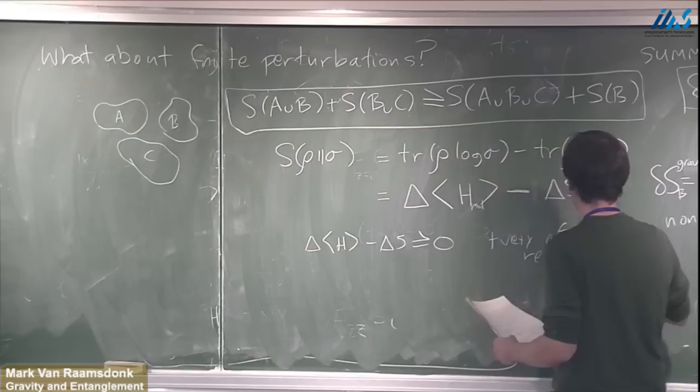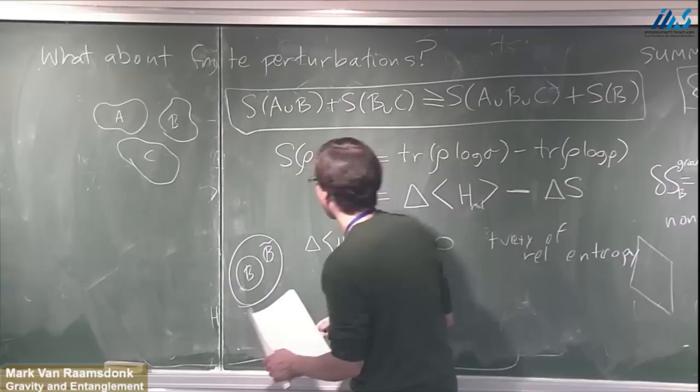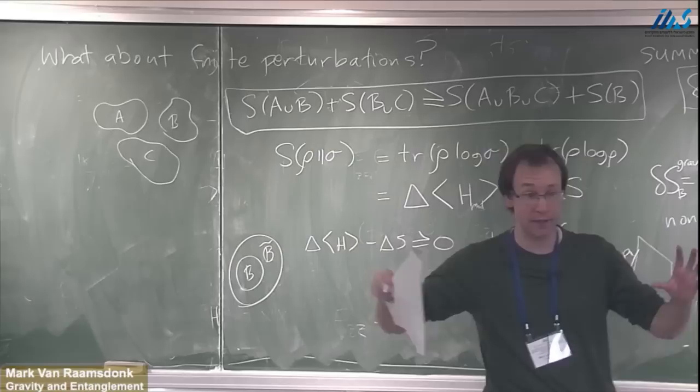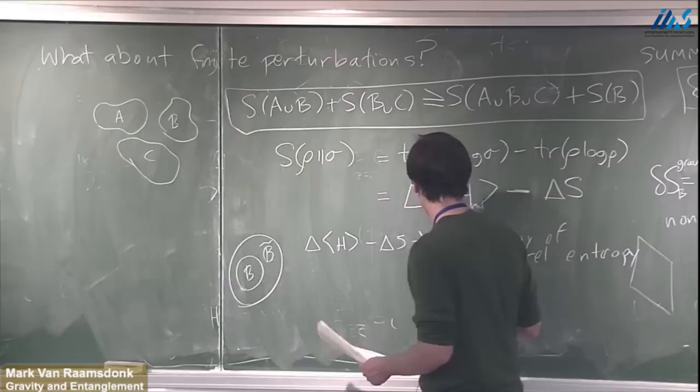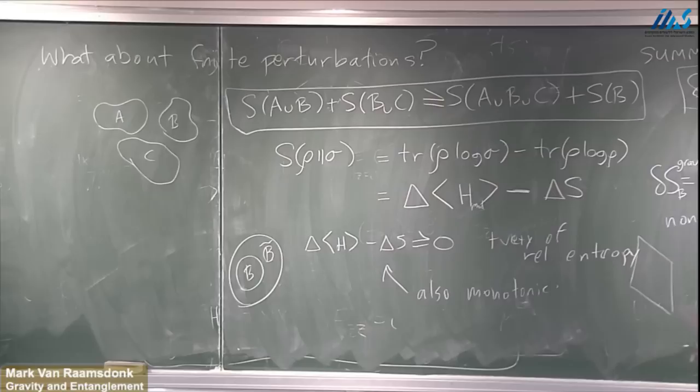And there's another condition on relative entropy, which is that if I consider the relative entropy, so this difference, if I calculate that for one region and I calculate it for a bigger region, then it has to be larger for the larger region. Okay, so it's also what we call monotonic, as you increase the size of the region. Okay, so these are things that, again, are just true for any CFT.